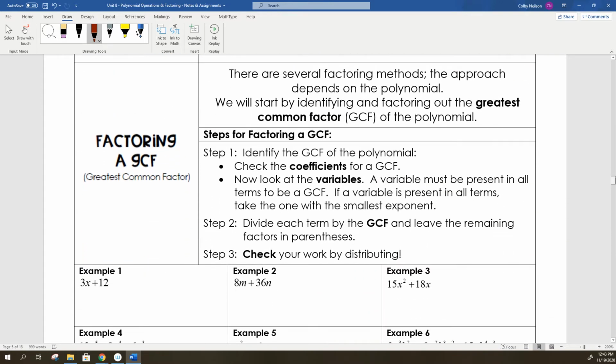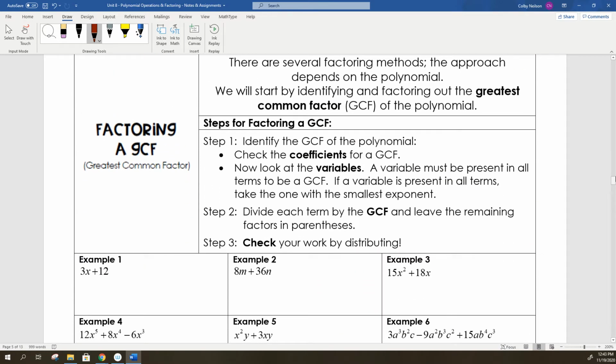Okay, so that's part of it. That's the first step. You look at the variables. And it says here, a variable must be present in all the terms. So if there are not x's in all the terms, then you can't divide one out from all the terms. If a variable is present in all terms, take the one with the smallest exponent, because that is the most that you can divide out of that one. Right? If x squared is the lowest exponent out of all the terms, you can't divide out more than that. So that would be the variable part of your greatest common factor.